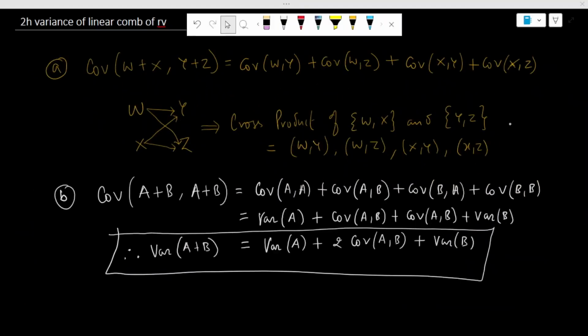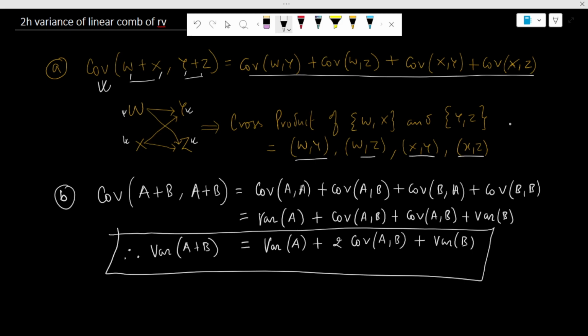So let us begin with the distributive property of the covariance. We have four random variables w, x, y, and z, and we want to calculate the covariance of w plus x with y plus z. We get this expression on the right hand side, which is equivalent to the cross product of w, x with y, z, and summing the covariance of the pairs of variables obtained from the cross product of these variables.